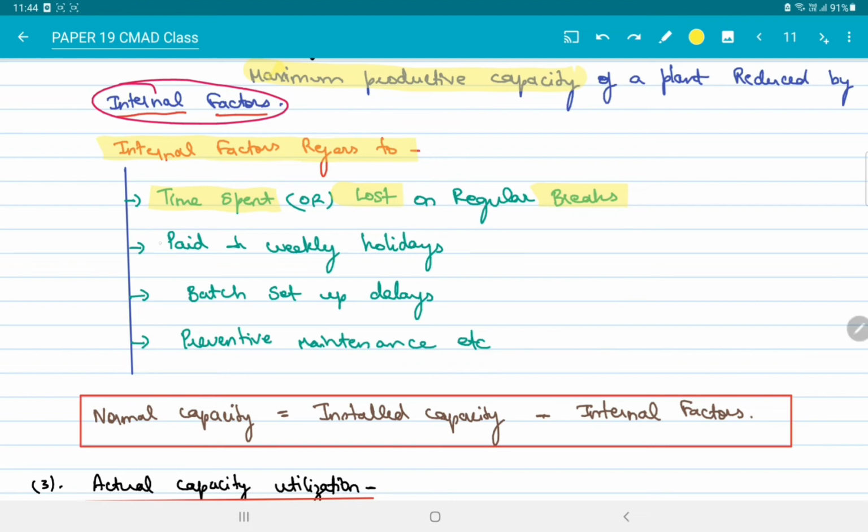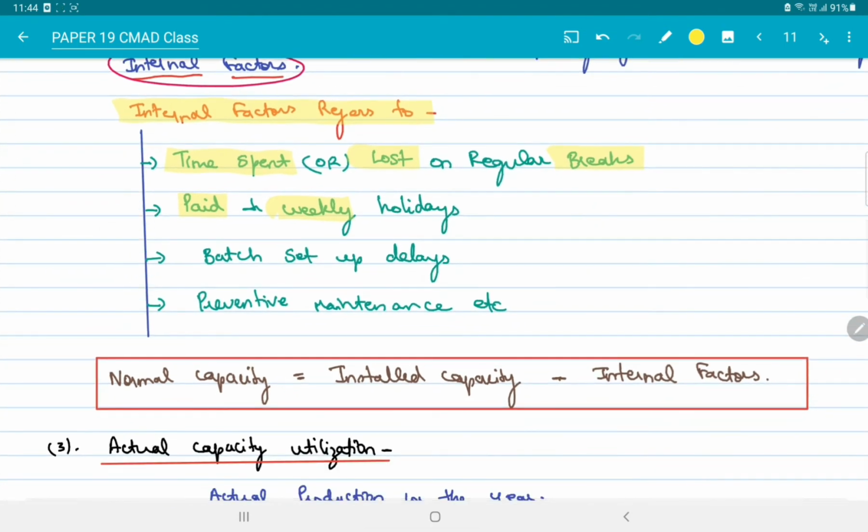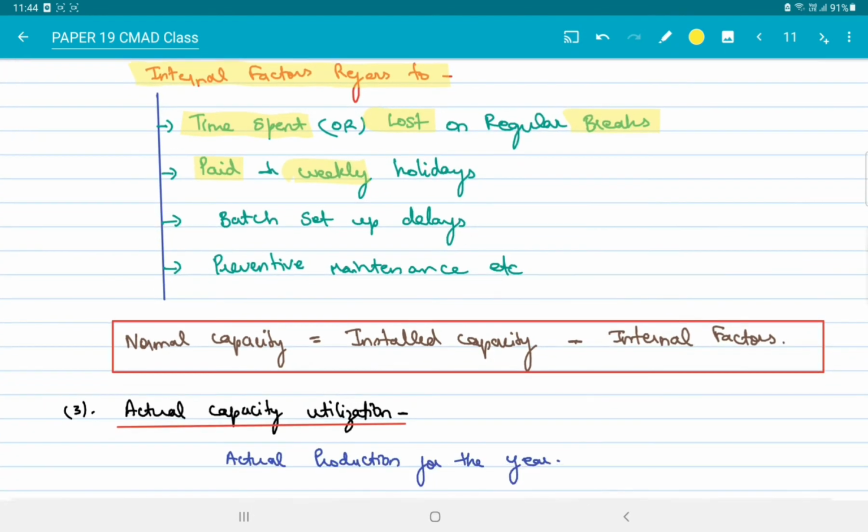Then there will be some paid holidays, like Saturday, Sunday, weekly holidays, or some festive holidays. All those factors are internal factors which will impact the production. Then there will be batch setup and holiday delays. Then there will be some preventive maintenance.